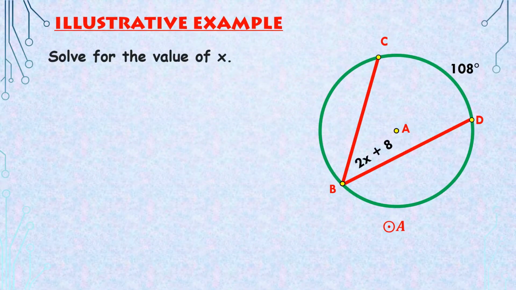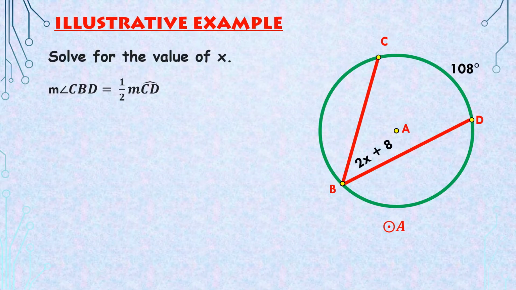Okay, so let's try this one. So notice that the given measure in our figure has x variables. So if we want to solve for the x variable, all you have to do is to use the property of the inscribed angle and intercepted arc. And that is, on our figure, the measure of angle CBD is equal to 1/2 of the measure of arc CD, which is its intercepted arc.